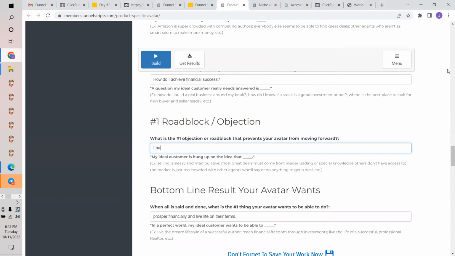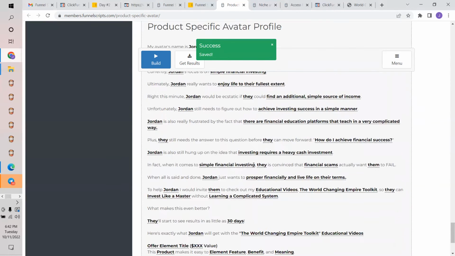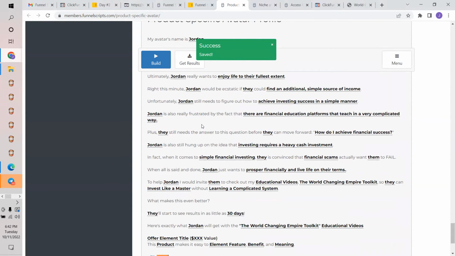That investing requires a heavy cash investment. Okay. Boom. Let's try that again. Now, I'm not going to read all that again.